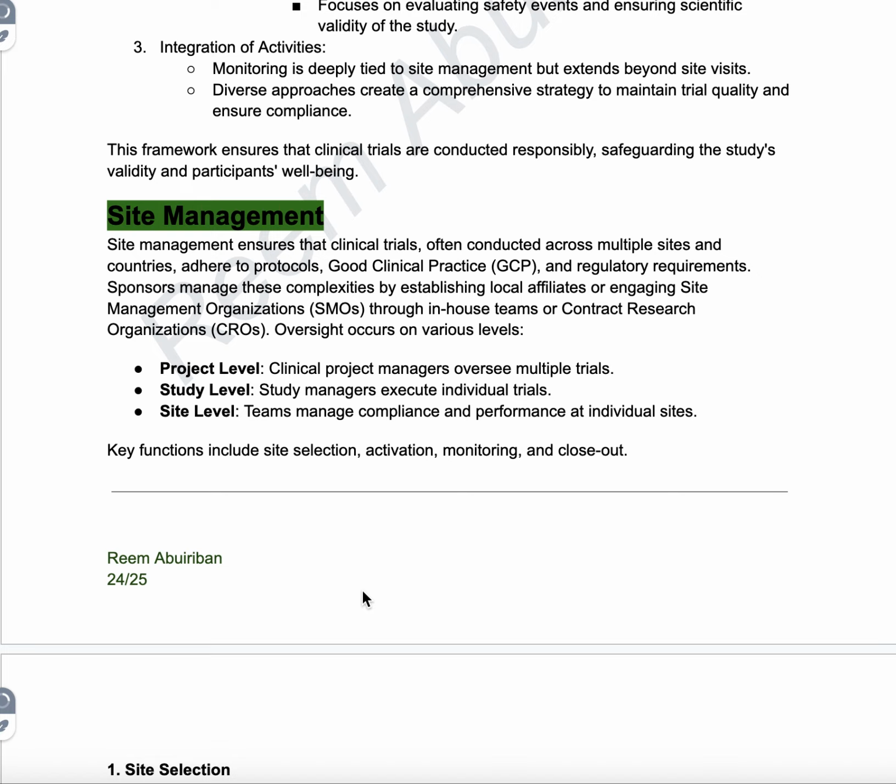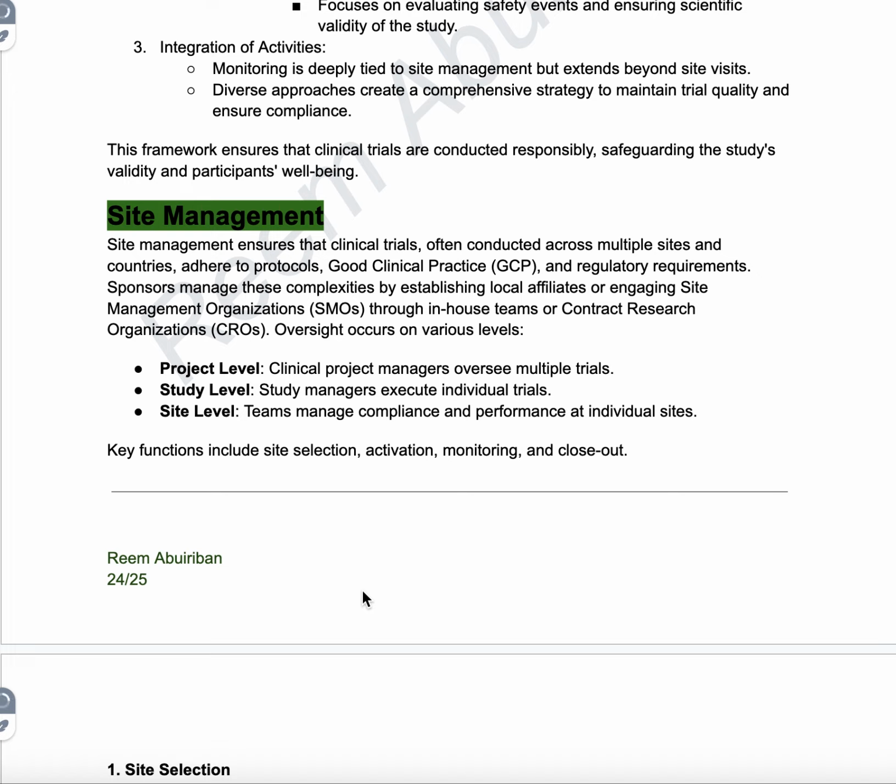Clinical project managers oversee multiple trials. Study level, study managers execute individual trials. Site level, teams manage compliance and performance at the individual sites. So site management happens at different levels. The first one is the project level, where the managers oversee multiple trials if there are multiple trials. At the study level, they manage the individual trials, and the site level manages the performance at the individual site.